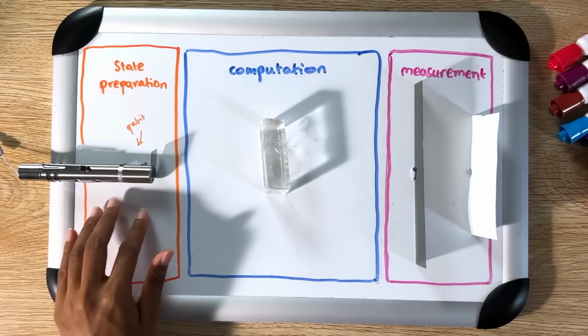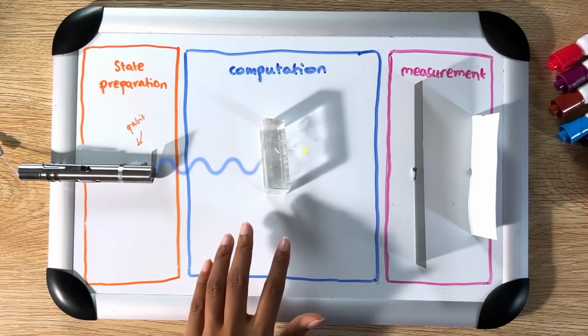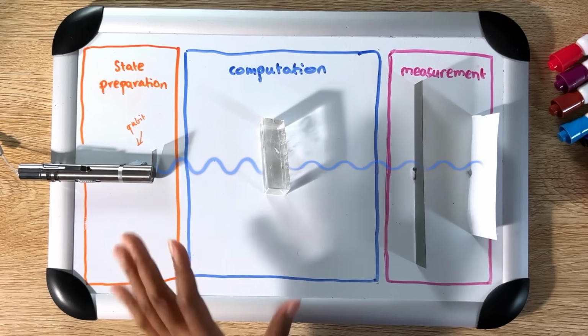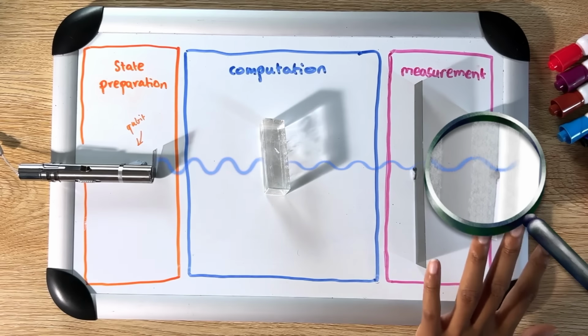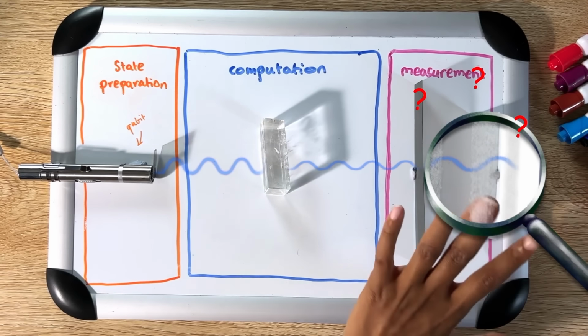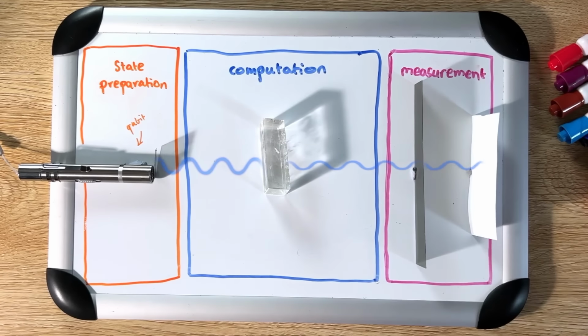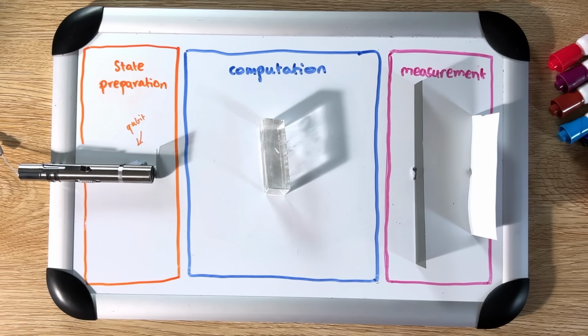All right, so our light starts off in a state that we know, then it goes through this computation step and gets changed in some way. And the final step is really simple. We're going to try and figure out something about how the light's changed. We won't be able to figure out exactly what it's doing now, but we will be able to figure out at least some hopefully useful information about the light. At a high level, that's all a quantum computer is.